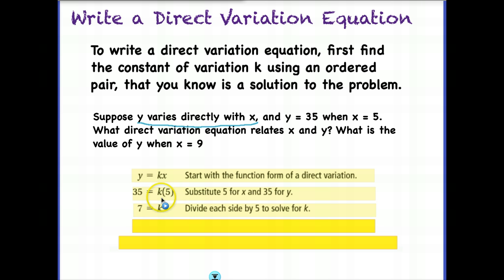If I divide each side by 5, I get 7. K is 7. That is my constant of variation. And that's all I need in order to write a constant of variation equation in this form here, y equals kx. I know k. So let's write it in. We'll substitute the 7 in for k, and we have y equals 7x. Okay, so that brings us to our last question. What is the value of y when x equals 9?